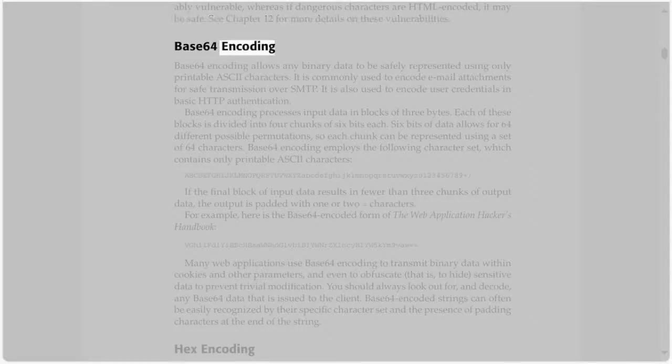Base64 encoding. Base64 encoding allows any binary data to be safely represented using only printable ASCII characters. It is commonly used to encode email attachments for safe transmission over SMTP. It is also used to encode user credentials in basic HTTP authentication. Base64 encoding processes input data in blocks of 3 bytes. Each of these blocks is divided into 4 chunks of 6 bits each. 6 bits of data allows for 64 different possible permutations, so each chunk can be represented using a set of 64 characters.